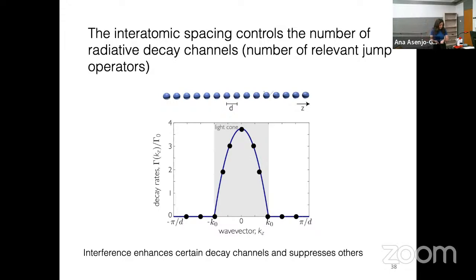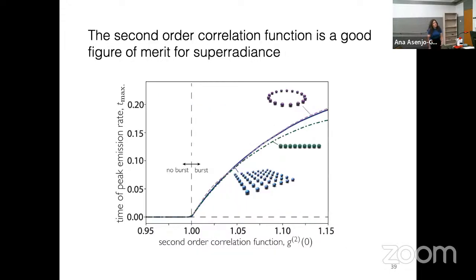between the atoms. Okay, so this is just a plot that shows that indeed the second order correlation function, or the variance, is a good figure of merit for superradiance. So I'm plotting here the time of peak emission versus the second order correlation function. I said that if this is higher than 1, then I have superradiance. If it's not, then I don't. And so if I don't have superradiance, the time of maximum emission is 0, and this is what I'm seeing here. And as soon as I cross this, then I have a peak emission that is finite. So this means that this is actual numerical calculations, and this figure of merit that we use is good.